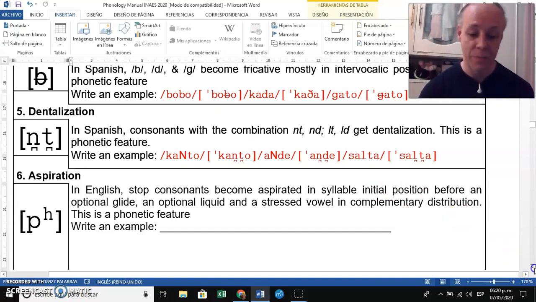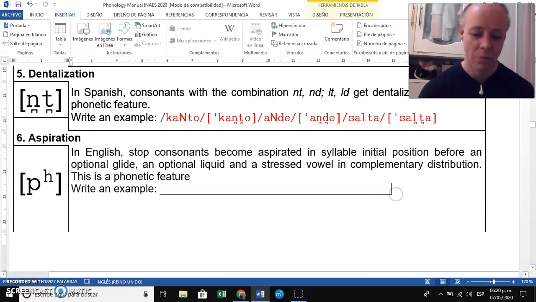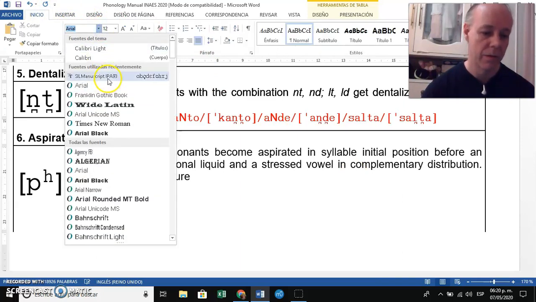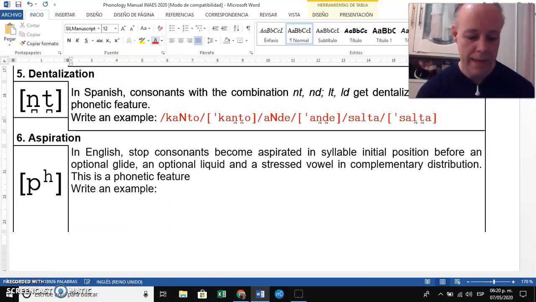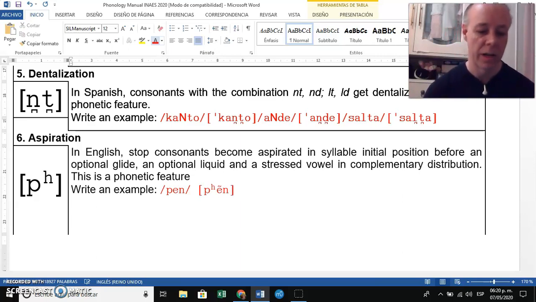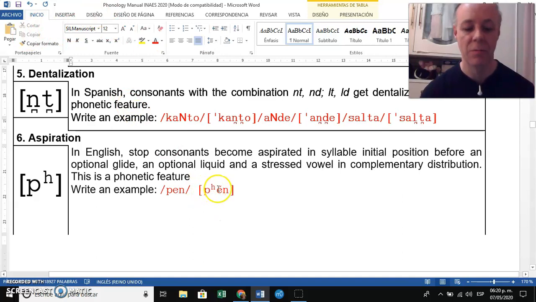Then we have aspiration, and we know how to use aspiration. Yes, we covered that last year in phonetics. So an example of aspiration would be, let me write it here, but you know it already. I'm so happy you know this. Pen, like this, but it's pronounced pen. Okay, so aspiration occurs at the beginning of the syllable, before a stressed vowel, only with P, T, and K. Yes. And only in phonetic transcriptions.